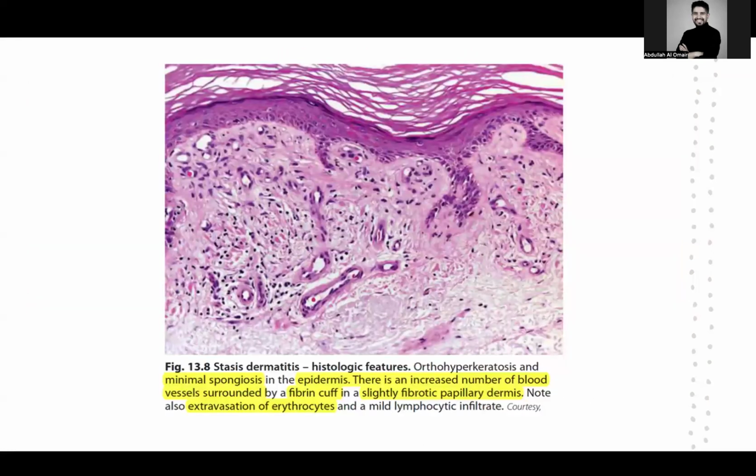Pathology is not needed here, but I'm just going to mention what we can find in stasis dermatitis. We can find fibrinoid deposition along the blood vessel itself, somewhat hyalinized, thickening of the papillary part of the dermis, and few RBC extravasation, which indicates the stasis purpura presentation of stasis dermatitis. However, it's a clinical diagnosis, nothing needed here.